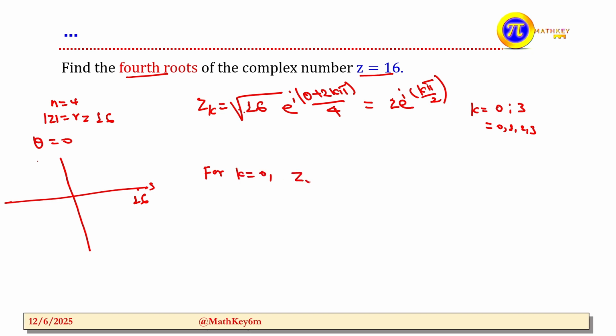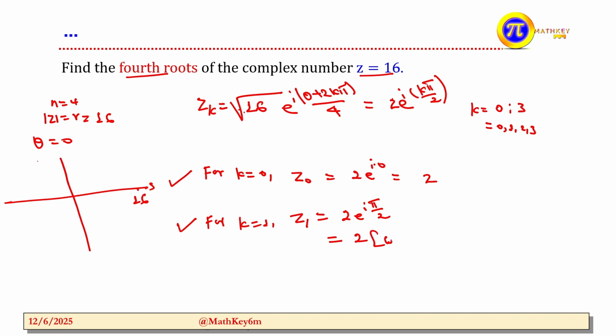For k equals 0, z0 equals 2 times e to the power of i times 0, and e to the power of 0 is 1, so this equals 2. For k equals 1, z1 equals 2 times e to the power of iπ over 2, which equals 2 times (cos π/2 plus i sin π/2). Since cos of π/2 is 0 and sin of π/2 is 1, we get 2i.